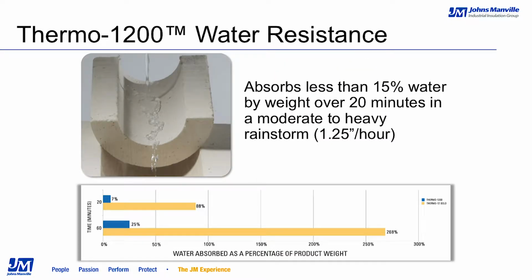We tested our new product to determine its water absorption in a moderate to heavy rainstorm. Using national weather data, we exposed Thermo 1200 to about 1.25 inches of rain for 20 minutes, resulting in a water absorption of less than 15%.